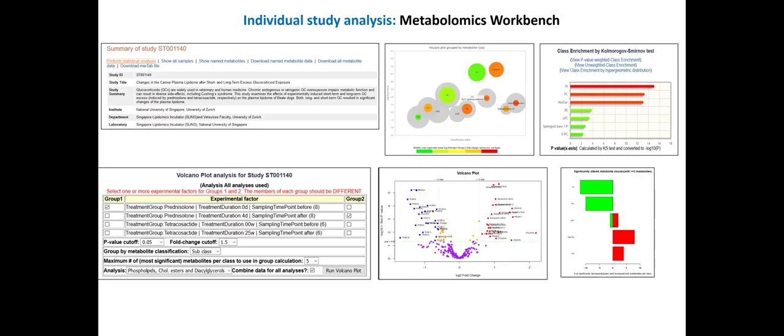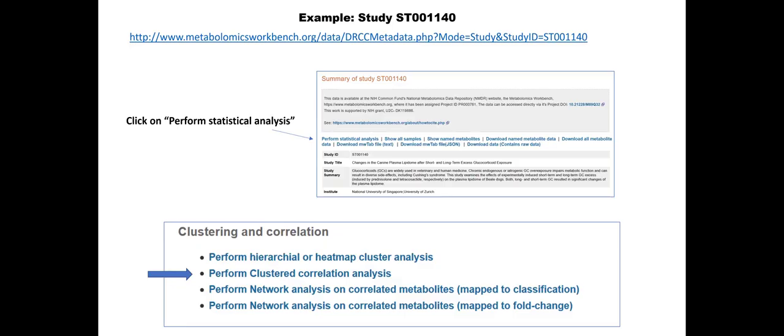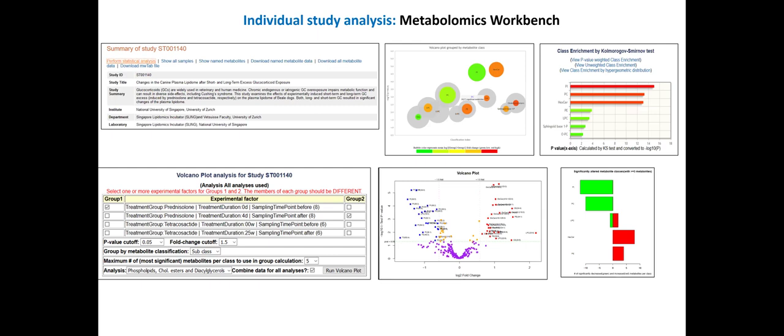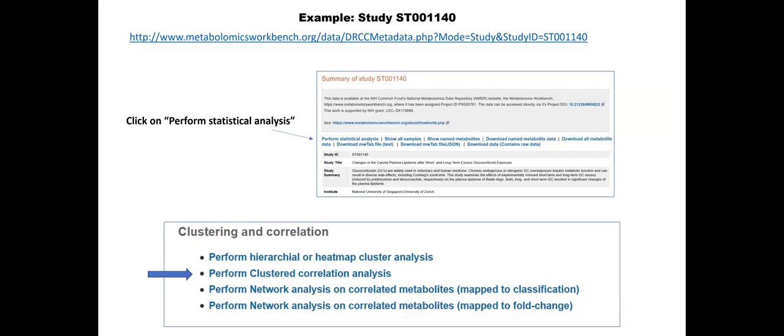For example, looking at study number ST001140, which is related to changes in the canine plasma lipidome after short and long-term excess glucocorticoid exposure. Okay, so what is shown here as a summary view is different types of analysis. For example, Kano plot analysis that we see on the left bottom panel, and then we can also do class enrichment analysis as shown on the right-hand side. Next slide. Maybe I can pause while we address the questions.